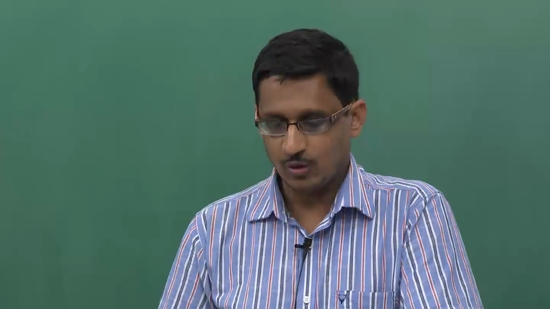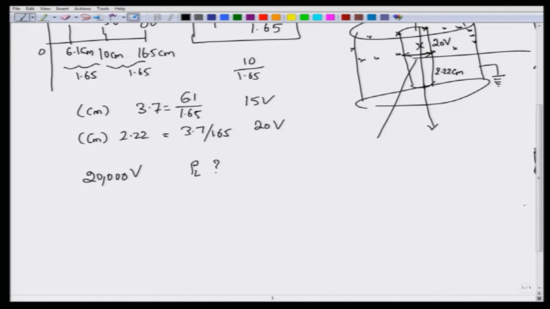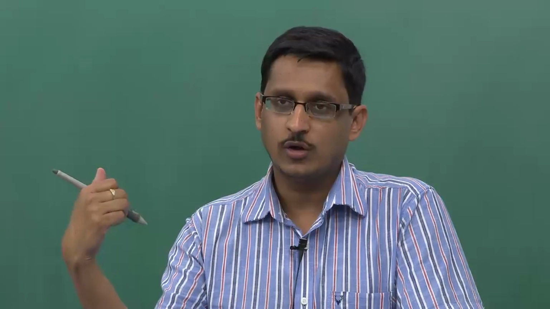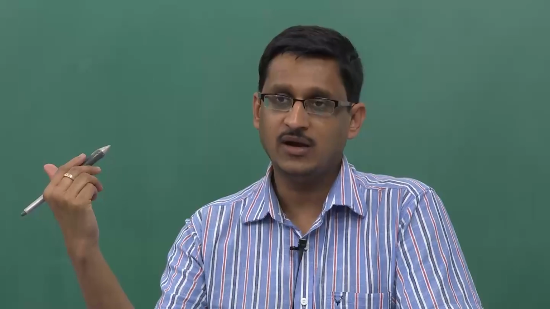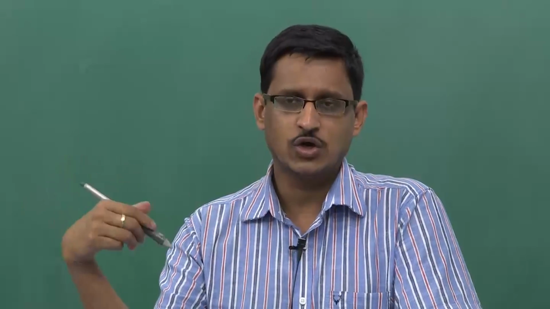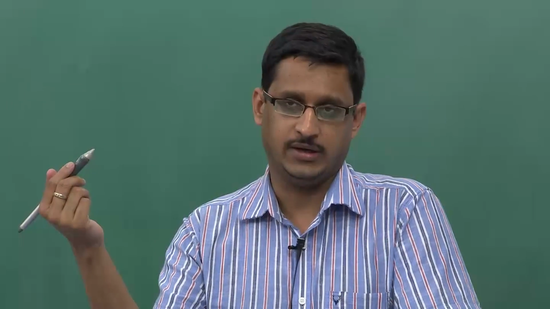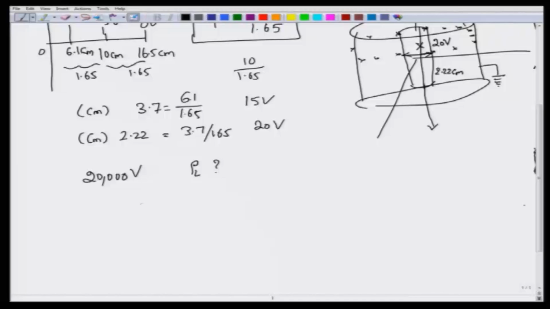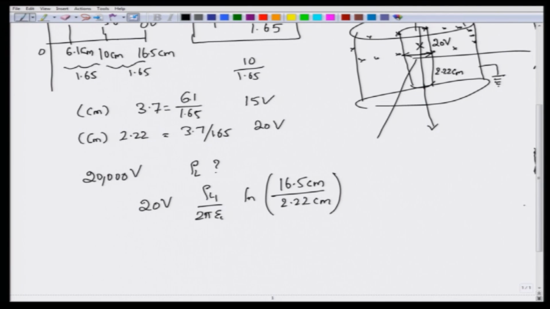You can easily calculate by going back to this rho L by 2 pi epsilon 0 expression, or you can also calculate it by observing that you have increased the potential by a factor of 1000, so the charge should also essentially increase by a factor of 1000. Okay. You can show that for 20 volts at 16.5 centimeter to 2.22 centimeter coaxial line radius, the line charge density and the medium are all related according to this expression.